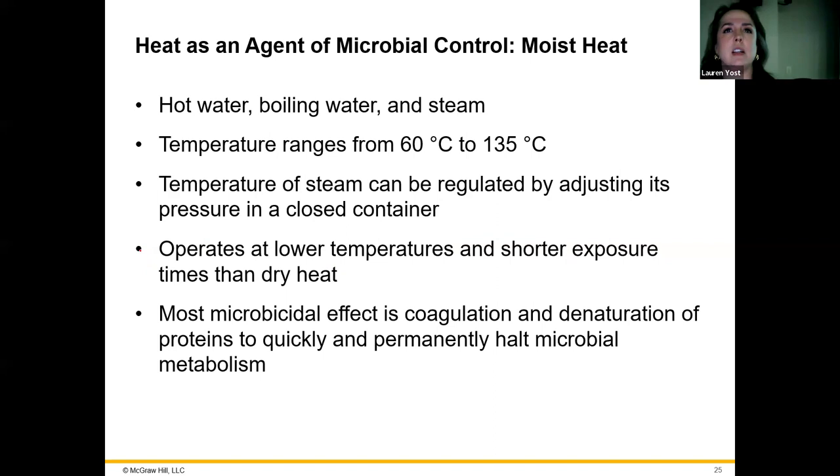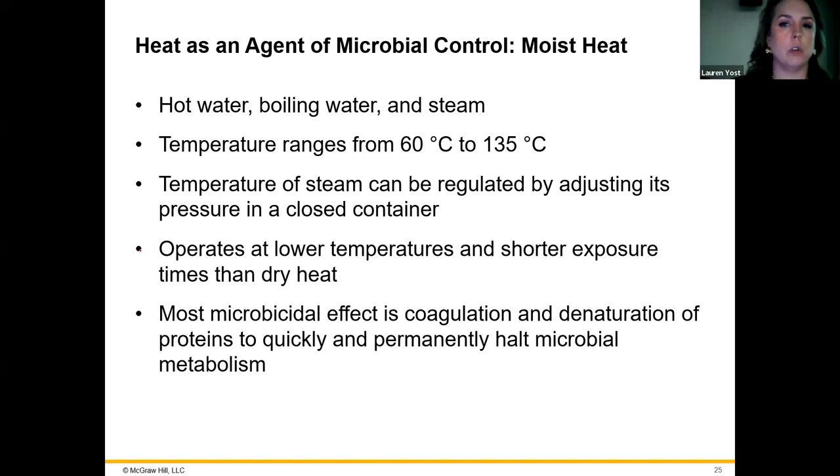All right, moist heat. We have the concepts of just hot water, then boiling water, and steam. Those are the different versions you can deal with. Temperatures can range from 60 to 135 degrees Celsius. Most sterilization procedures are going to be done at 121 degrees Celsius, and most autoclaves operate at that temperature. They go up to 135 in the case of prions. That's the temperature you have to go up to for a prion.